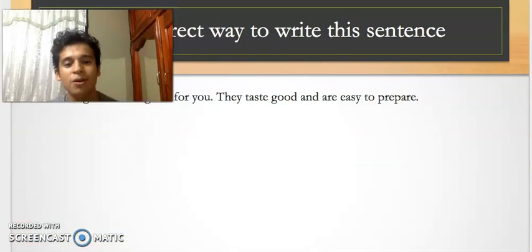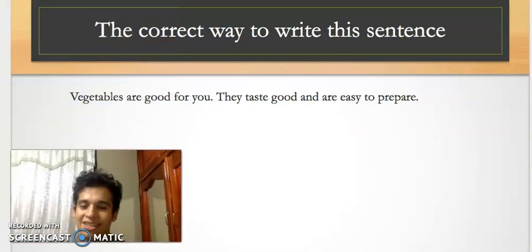Now, the correct way to write this sentence is, vegetables are good for you. They taste good and are easy to prepare.